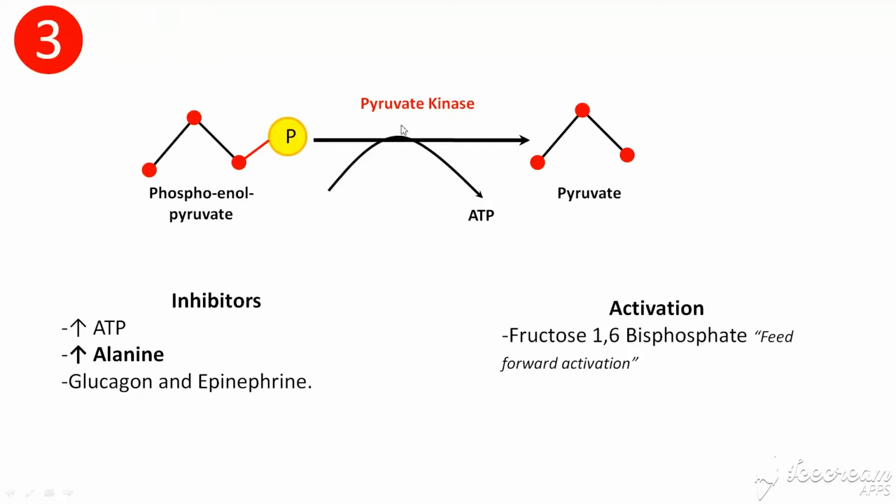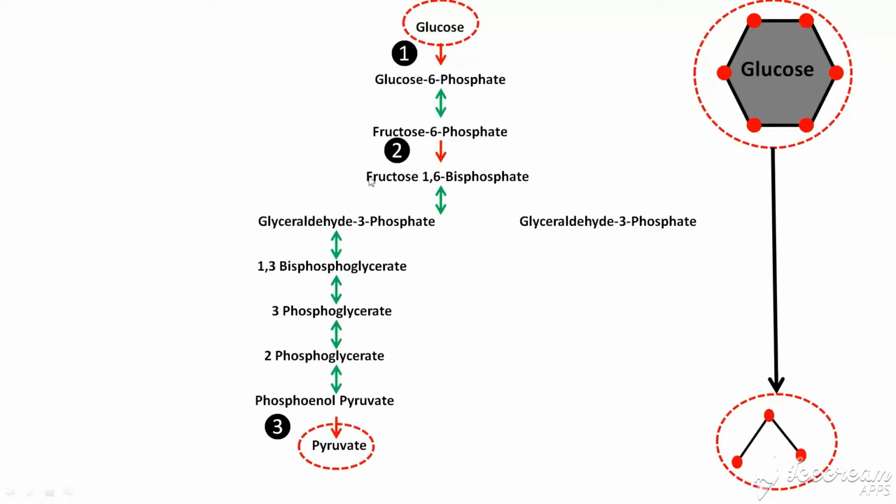Activation of this enzyme is done by fructose 1,6-bisphosphate, and it's called feed-forward activation. Why is it called that? Well, this is fructose 1,6-bisphosphate, and when it gets formed during the process of glycolysis, it's going to come all the way down here and stimulate pyruvate formation. So it's going to stimulate the enzyme pyruvate kinase. This is why it's called feed-forward activation.